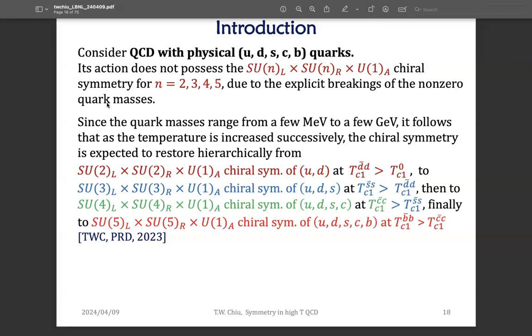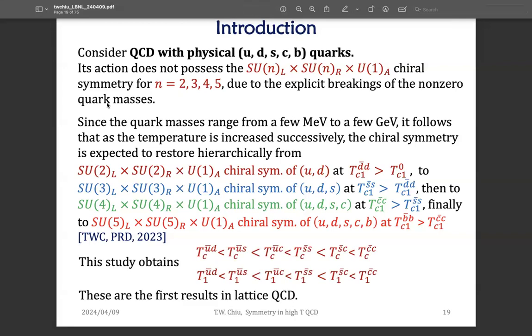Yeah. But it seems to me this is a rather direct consequence, but it seems to me no one has discussed that in the literature. If you know anyone who has discussed this, please let me know. Okay.